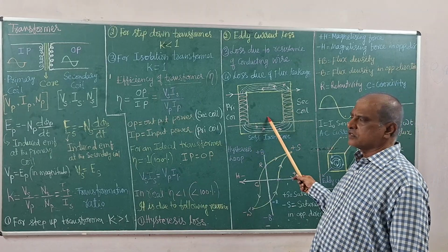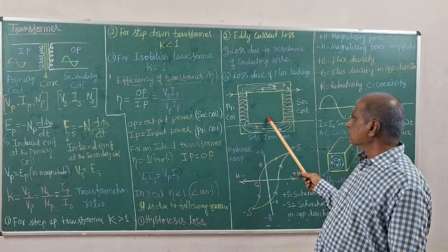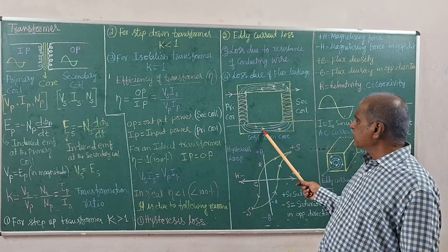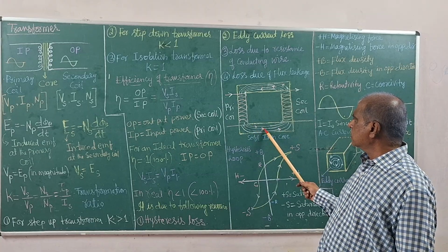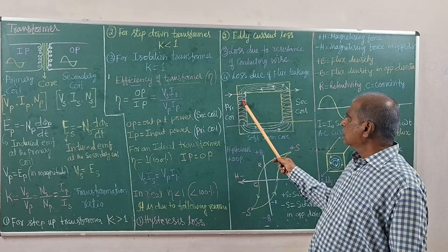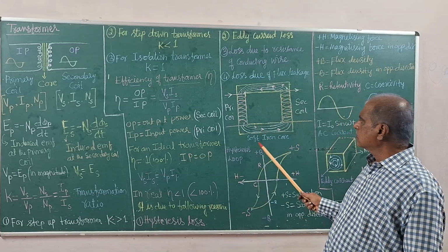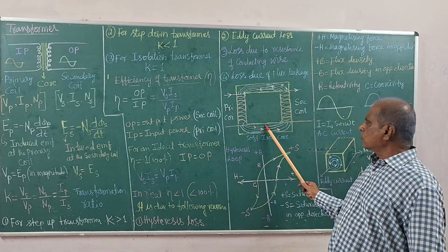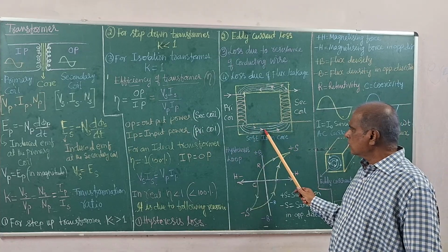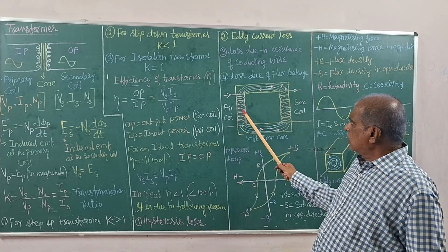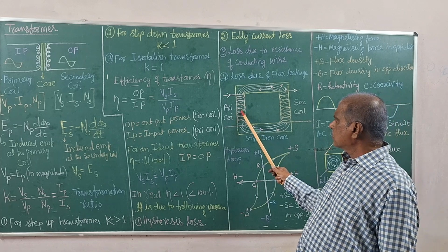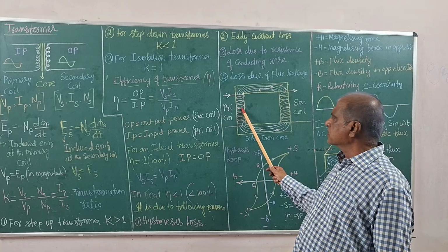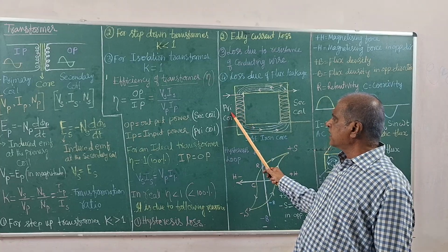Suppose an efficient design of a transformer. The construction is, it is a soft iron core. That is a soft iron core taken in the shape of square or rectangle. At the one side, the coil is wound in multiple turns. Let us call this the primary coil.